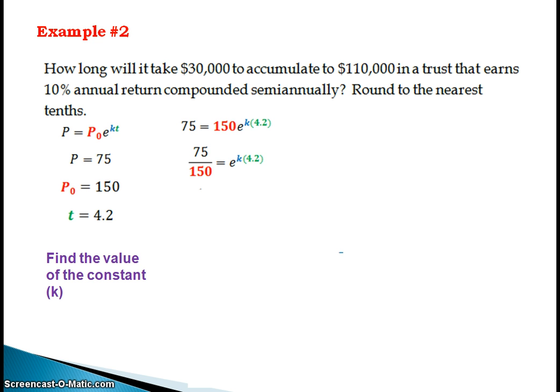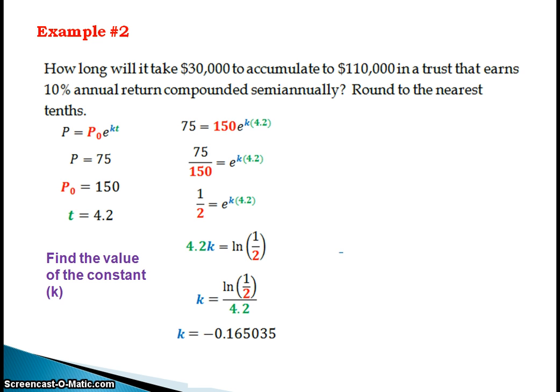Now in this case, we'll need to divide both sides by 150 and then take the inverse of that in order to solve for k. So we end up doing that. We have 4.2k is equal to the natural log of 1/2. We divide both sides by 4.2 and we determine that k is negative 0.165035. Now what do we do with that information? We take that information and we plug it back into our original equation with t.